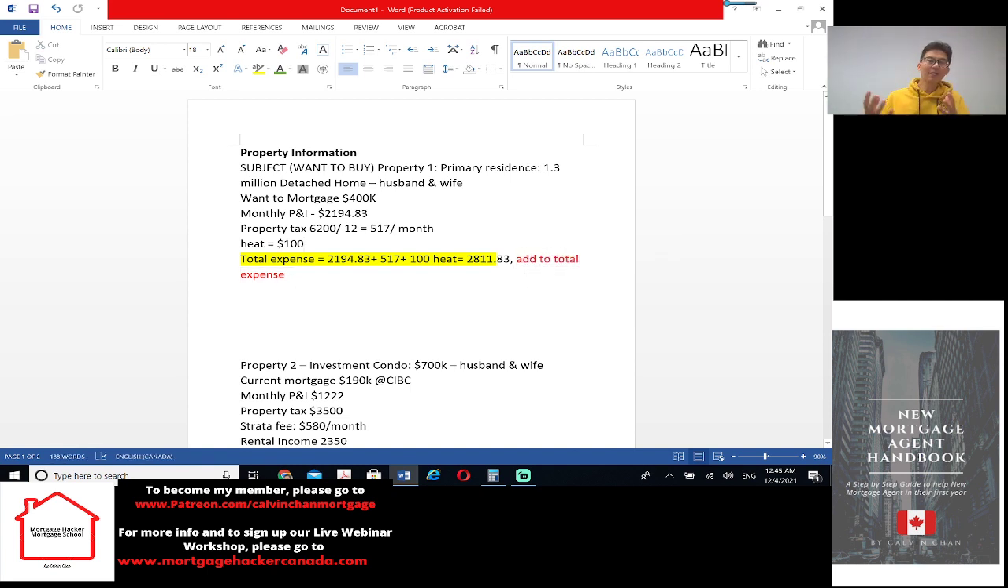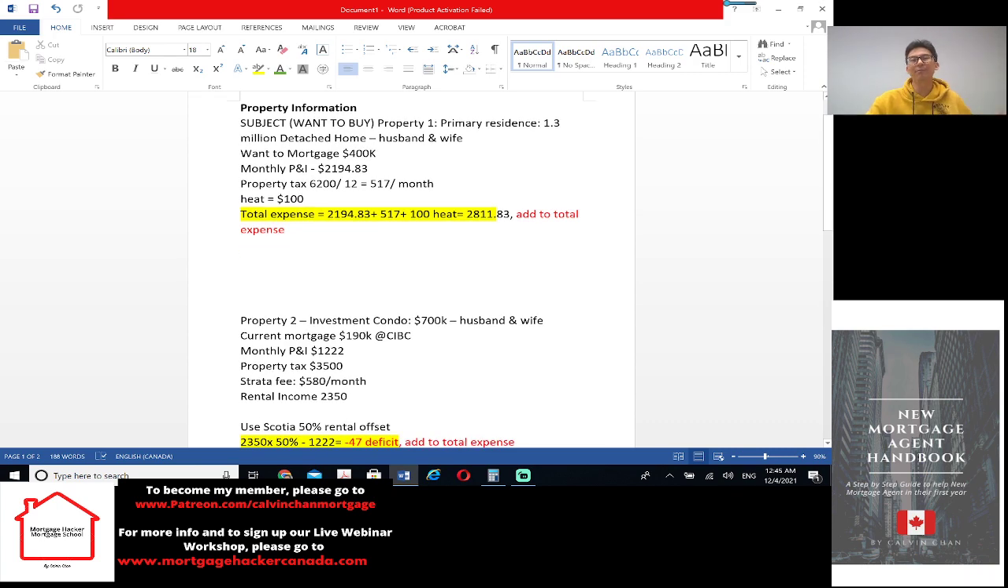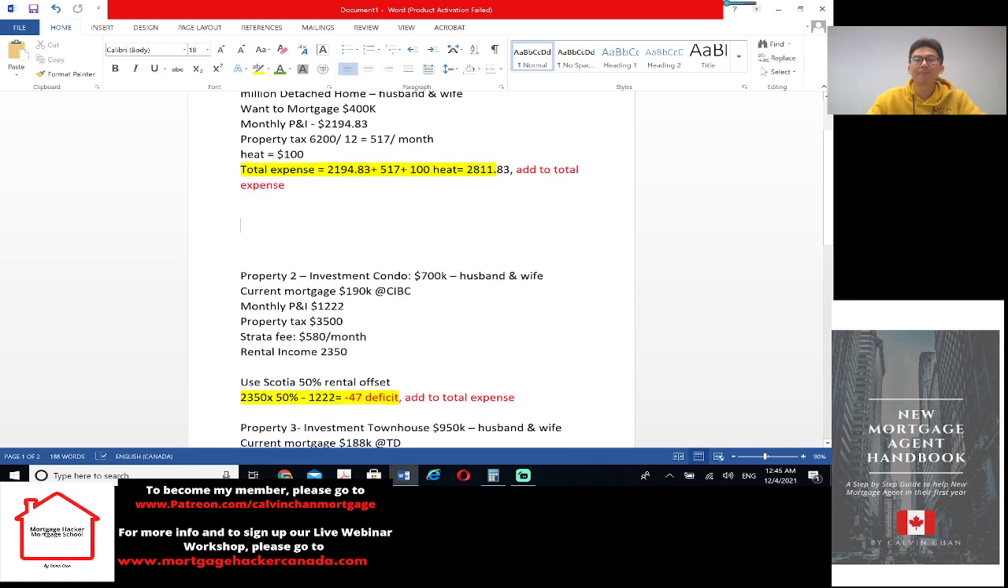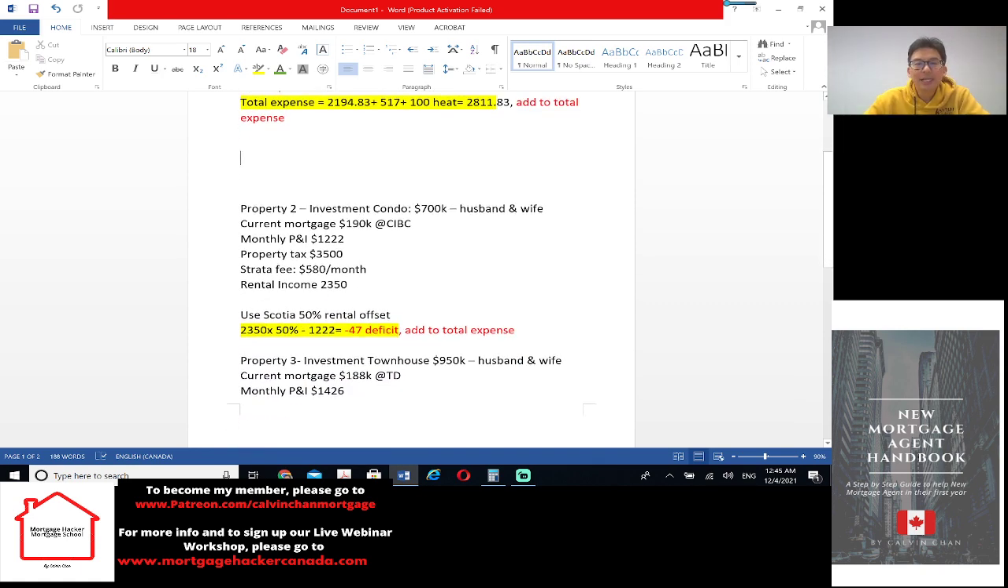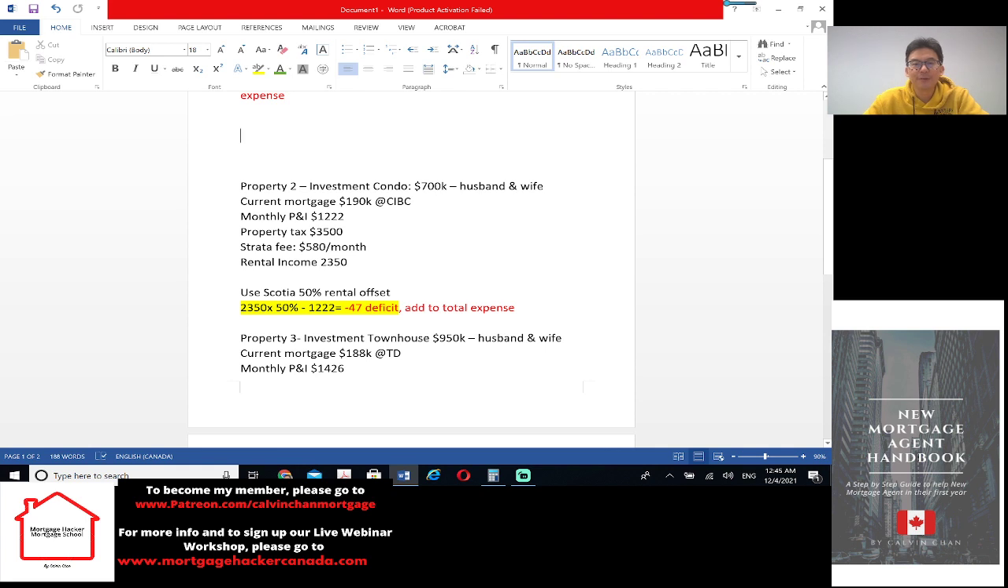Now the next thing we have to look at is each of the existing properties. So let's look at this investment condo first, right? Each lender has a different policy for the rental and how they calculate the rental income and all that. I am using the Scotiabank policy for this example because it's easier to understand.